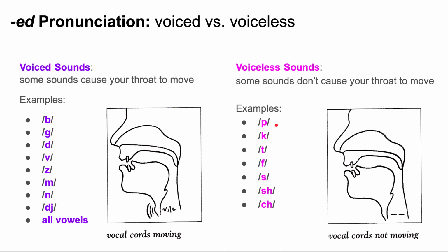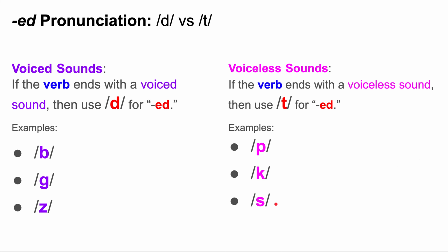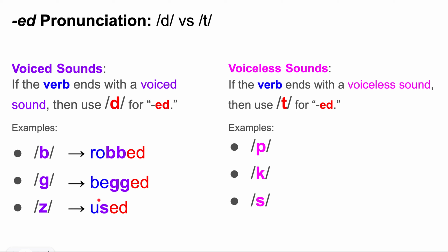For example, p, k, t, f, s, sh, ch. So why is this important? Well, if the verb ends with a voiced sound, then we use d for ed. For example, b, such as rob, robbed. For example, g, such as beg, begged. Z, for example, use, such as used.